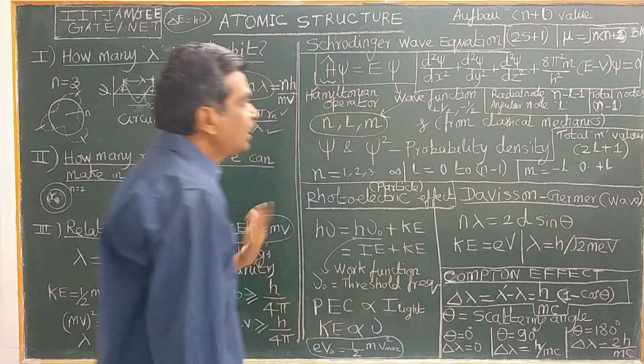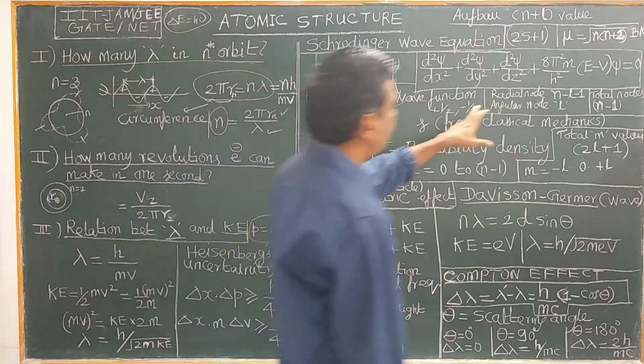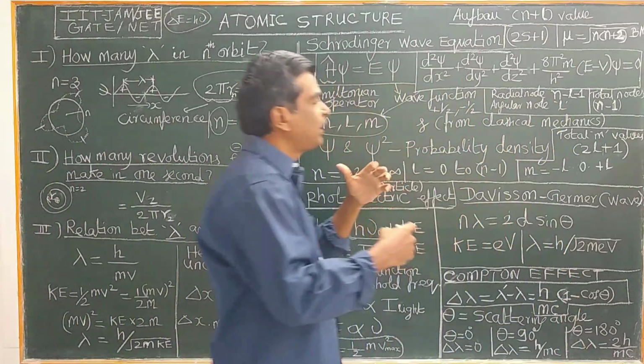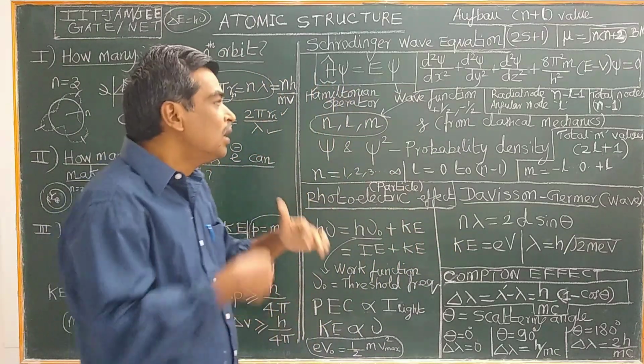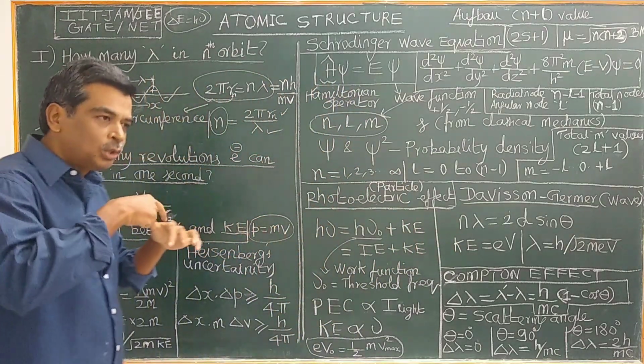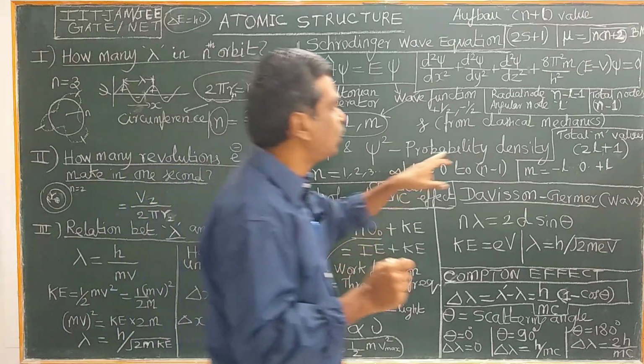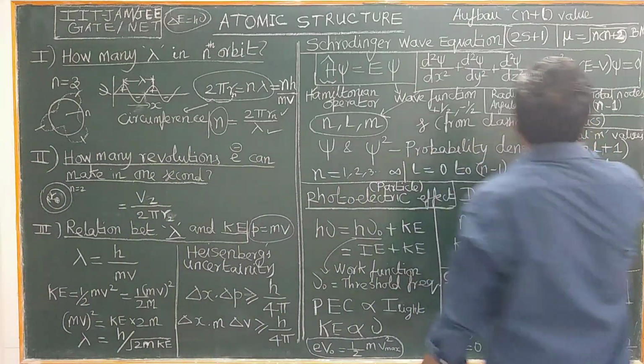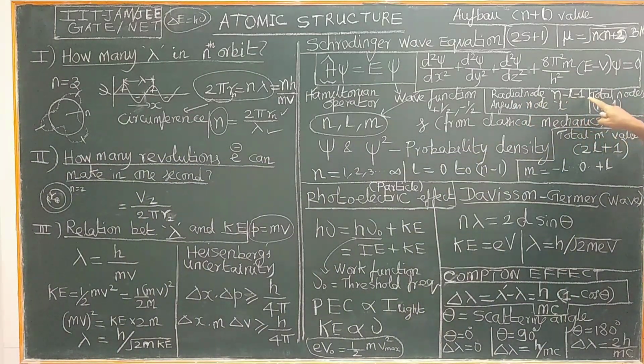Now, what is a radial node? For example, for the 1s orbital there will be no radial node. If you look at the 2s orbital, it will have one radial node. Therefore, you can use the formula n minus l minus 1 to calculate the radial nodes. Angular nodes: the s orbital has no angular node, l equal to 0. For the p orbital, l equal to 1, therefore one nodal plane.